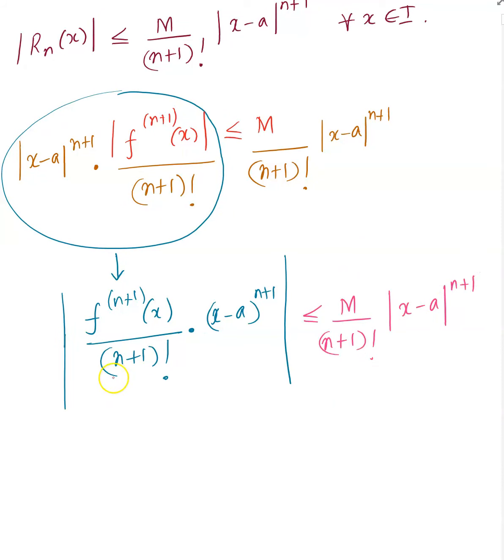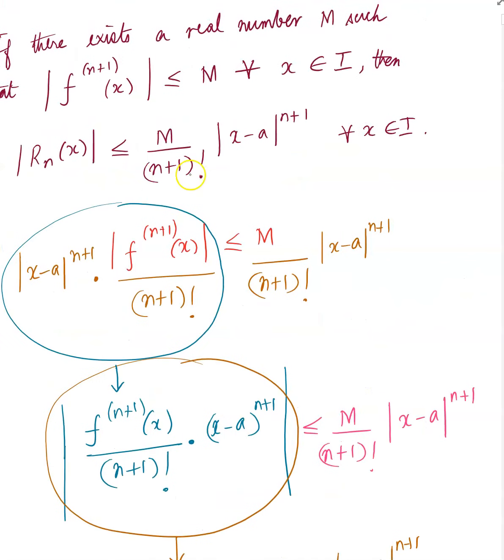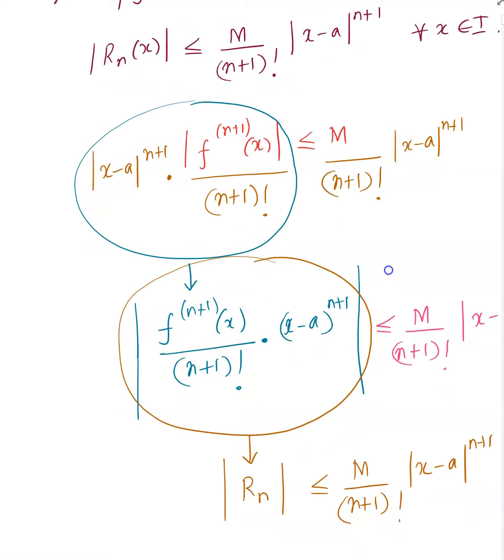And you know that this whole thing in turn is the same as Rn but in absolute value. So then we say the absolute value of Rn is less than or equal to M over n plus 1 factorial times the absolute value of x minus a to the power n plus 1, and that is what you see up here in the formula. You can compare these two in the formula. And so that is the way we derive this last statement in the theorem.